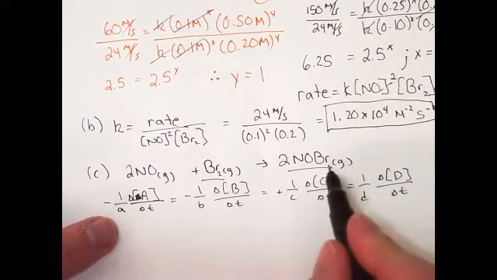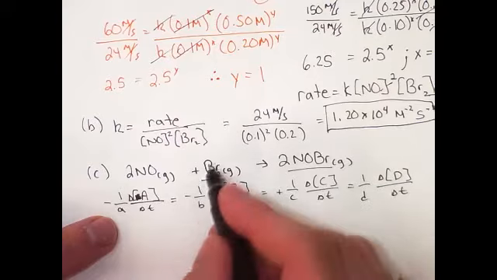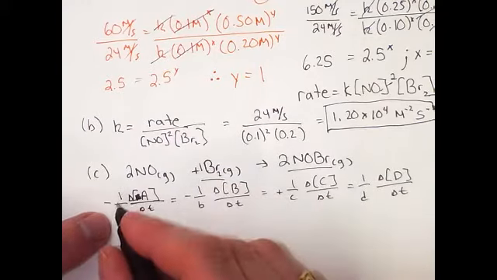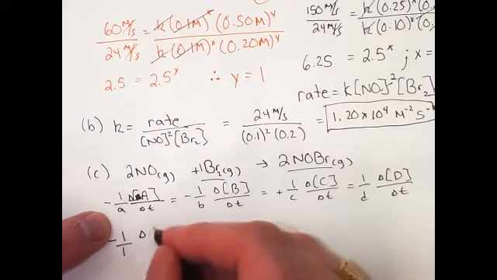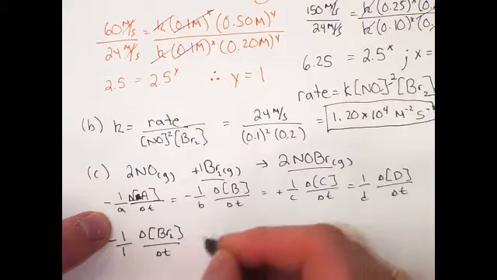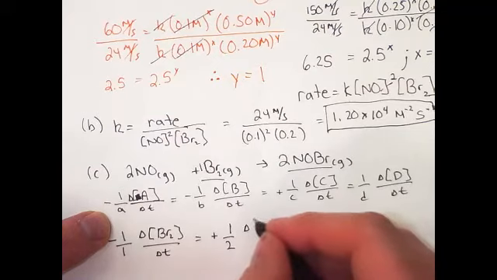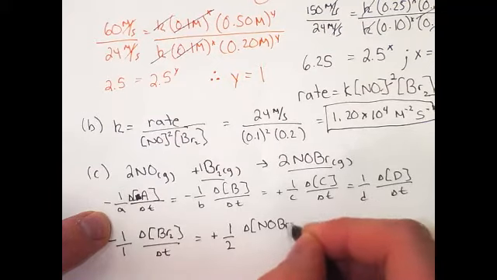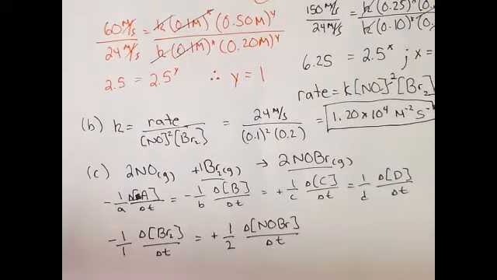So we're asked about those two. So let's deal with NOBr and bromine. Bromine's coefficient is 1, so it will be negative 1 over 1 times the change in concentration of bromine over change in time is equal to positive 1 over 2 change in concentration of NOBr over change in time. So that's how they're related to each other.